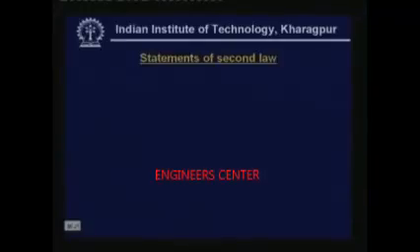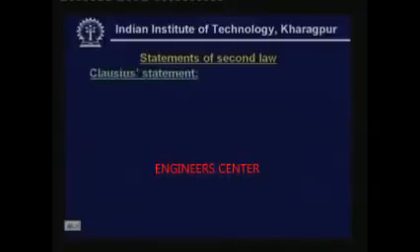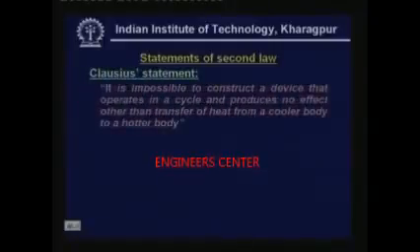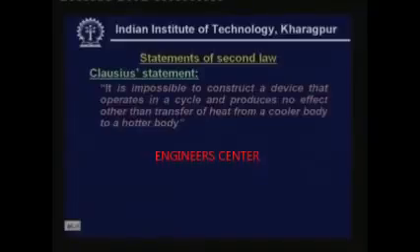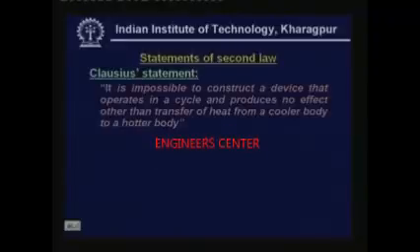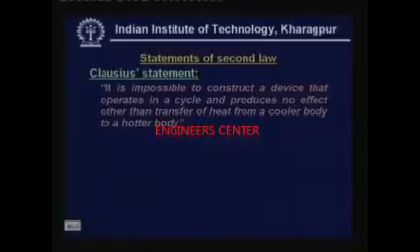Now, the second law of thermodynamics has certain statements. One is what is known as a Clausius statement. So, what is this Clausius statement? It says that it is impossible to construct a device that operates in a cycle and produces no effect other than transfer of heat from a cooler body to a hotter body. What it means is you cannot have an ideal refrigerator. For example, you cannot have a refrigerator which does not take any power from the surroundings, but it continuously functions. That means it maintains a low temperature inside without consuming any external power. We know that it is not possible. So, this is in simple terms the statement of Clausius, or one of the second law statements.